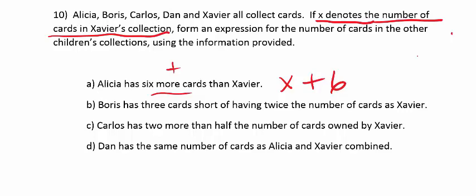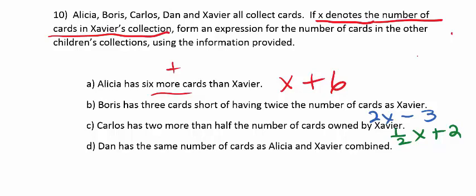Boris has 3 cards short of having twice the number of cards as Xavier. Well, twice the number of cards as Xavier, that would be 2x, and then 3 short of that means we're going to have to subtract 3. So here's the expression for the number of cards in Boris's collection. Carlos has 2 more than half the number of cards owned by Xavier. So half the number of cards by Xavier would be 1/2 x, and then 2 more than that would be plus 2.